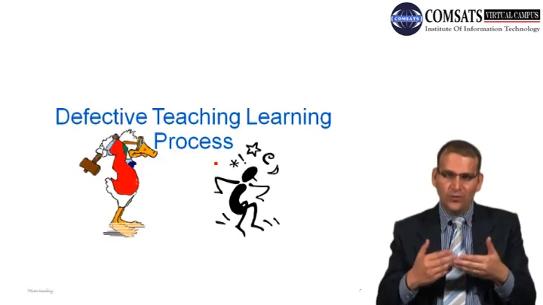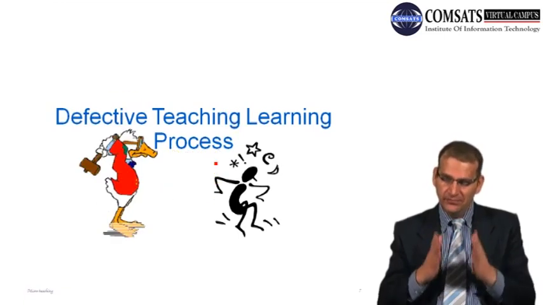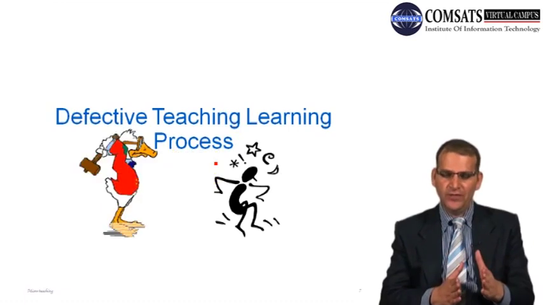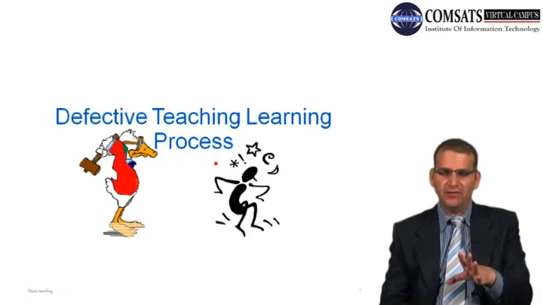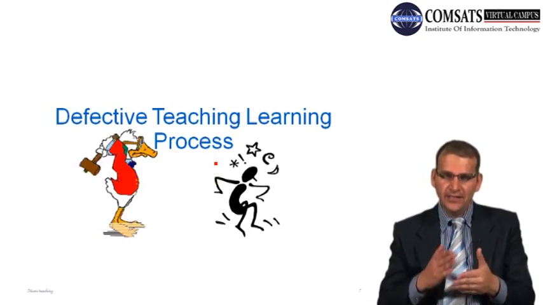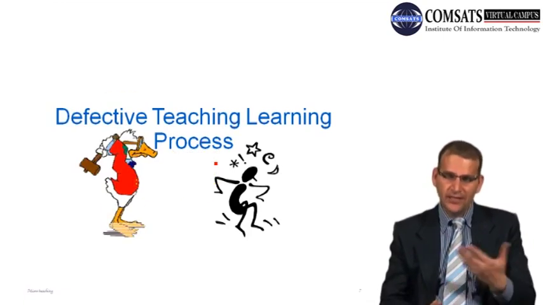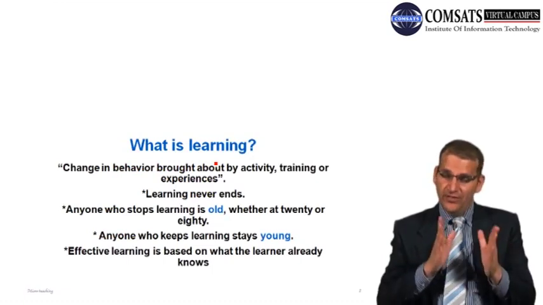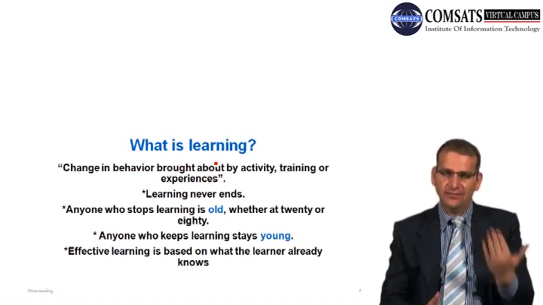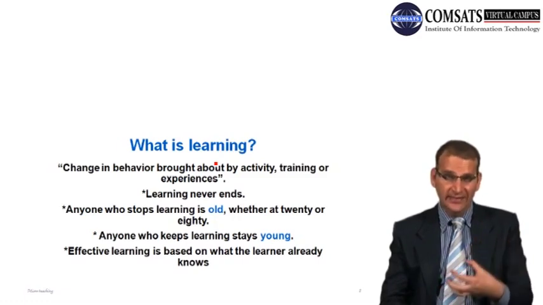In this picture, what happens is that you just pass on information without realizing whether he is getting it or not. So that can be, of course, a defective teaching learning process. Now, what is learning? We talk about teaching, right? So we saw defects in teaching. Now, what are the defects in learning? But before that, what is learning, in fact?